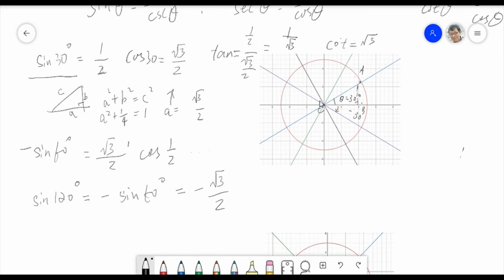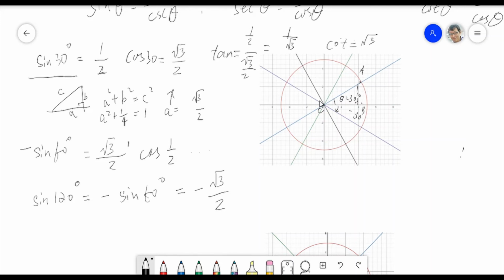Because y here is positive and x is negative, and same goes to cosine, right? Same as cosine, it is a negative. Cosine of 60 is negative 1/2. So same as this way.